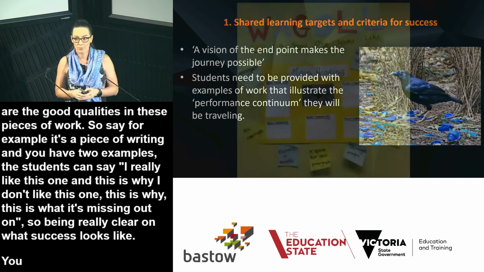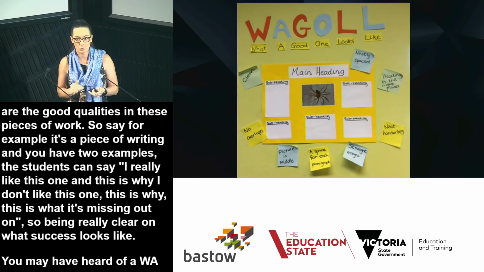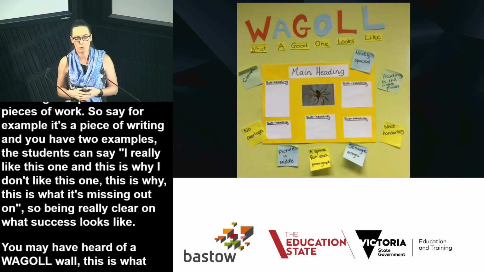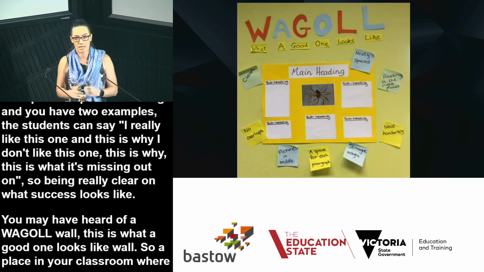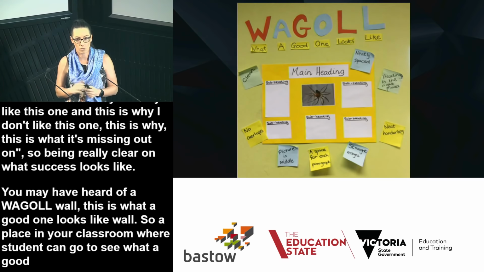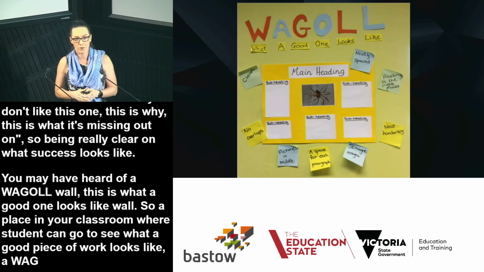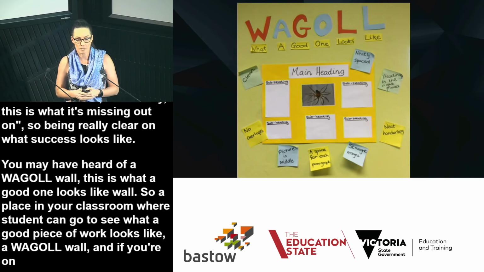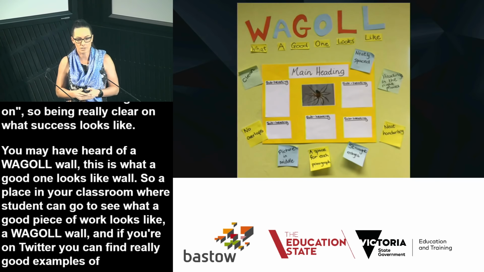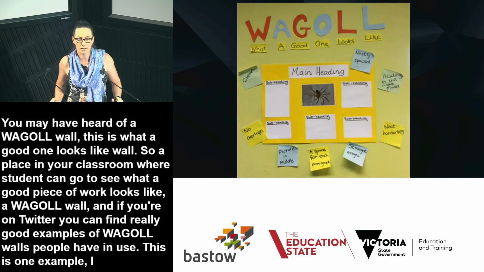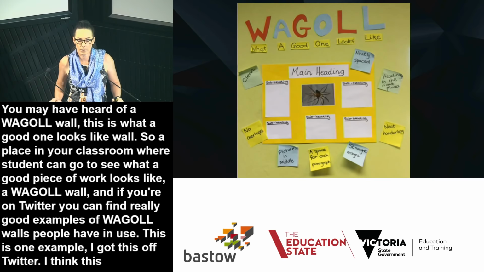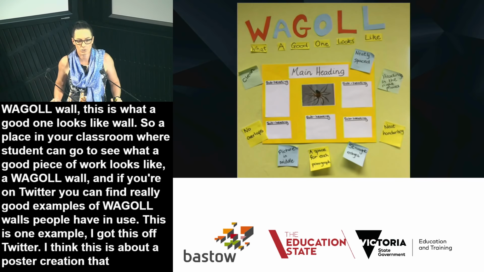You may have heard of a waggle wall. This is a what a good one looks like wall. So a place in your classroom where students can go to see what a good piece of work looks like, a waggle wall. And if you're on Twitter, you can find some really good examples of waggle walls that people have in use. So this is one example. I think I got this off Twitter. I think this is about a poster creation that one class was doing.